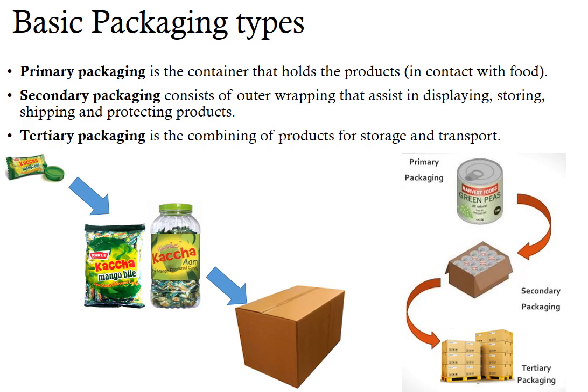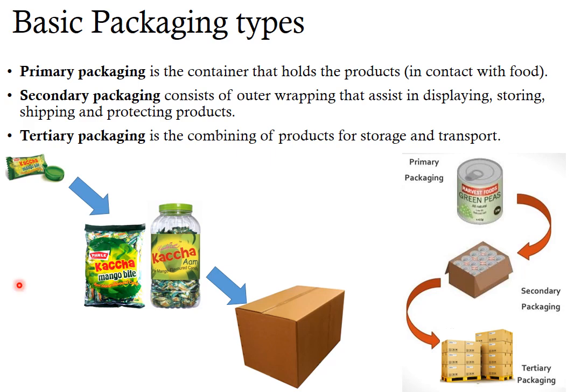Packaging can be broadly classified into three types: primary packaging, secondary packaging and tertiary packaging. Primary packaging includes a container or a covering that will hold the product together, and it will come in direct contact with the food item. Secondary packaging consists of outer wrapping that will assist in displaying, storing, shipping and protecting products. Whereas tertiary packaging is the combining of products for storage or further transport.